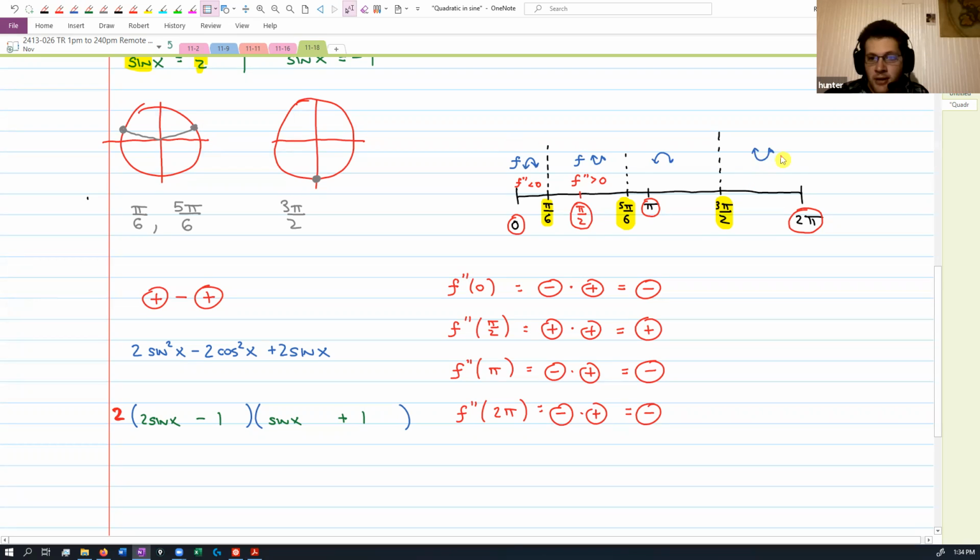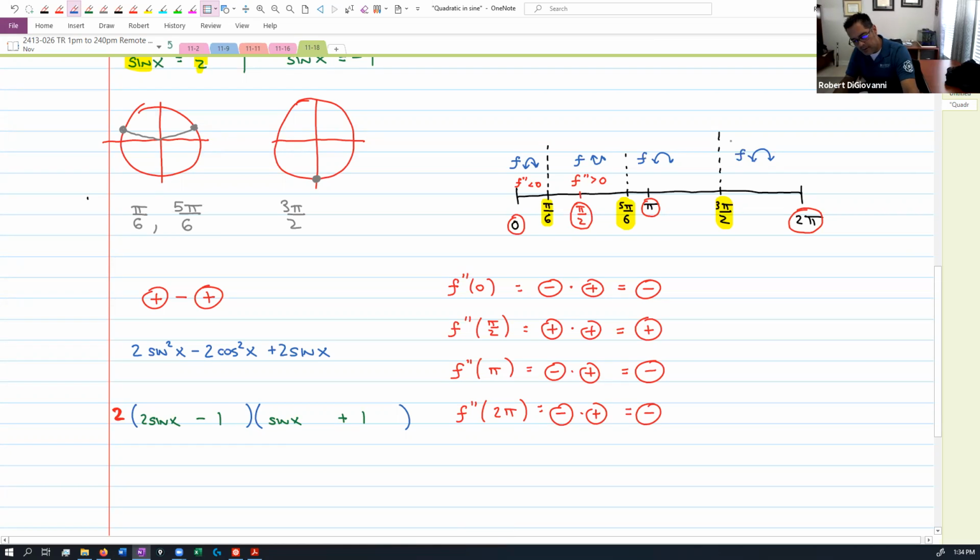Shouldn't it be concave down again? Down, sorry. So f is going concave down. You made me worried for a minute there. I was like, oh God, did I do that backward on all of the homework? Yeah, no. All right, there we go.